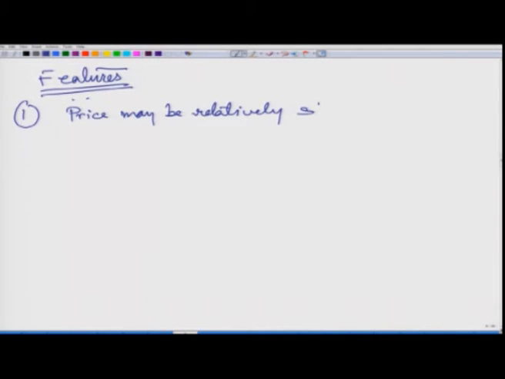The first feature of an oligopoly market is number one, price may be relatively stable across the industry. Yes, nobody wants to lose. Because four may have the entire authority, or they are enjoying the majority of the authority. So whatever they will decide, the entire market will follow that.